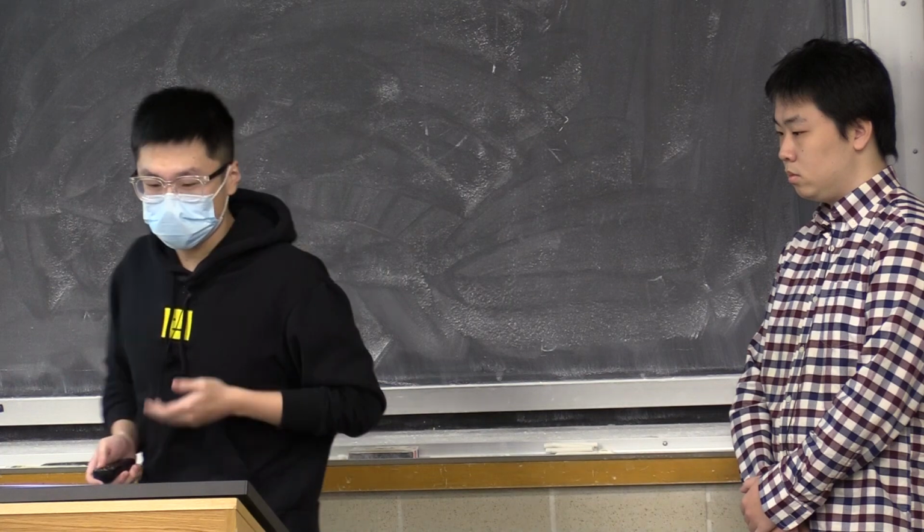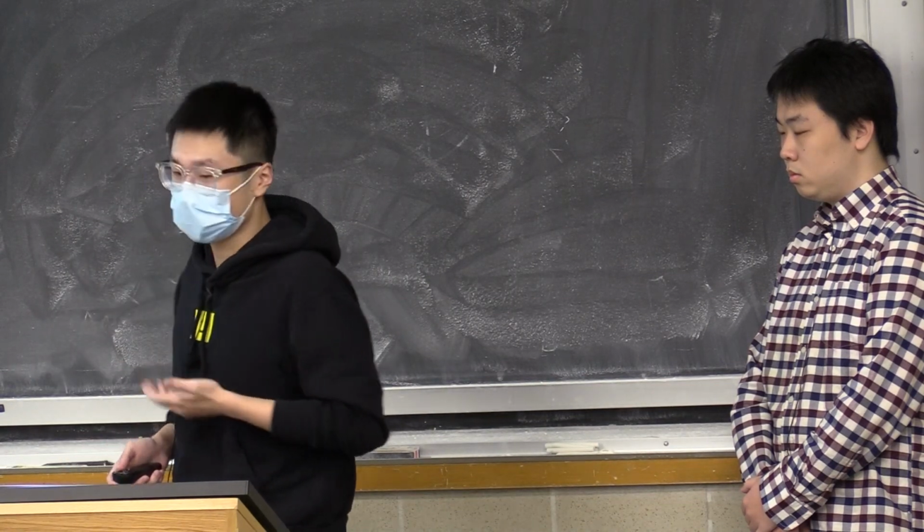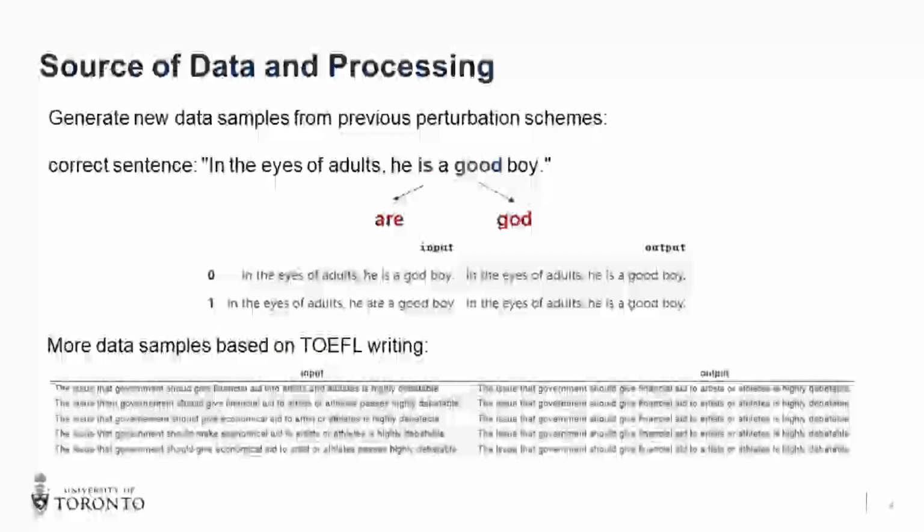Then we can generate new data samples from previous perturbation schemes. Suppose we have a correct sentence: "In the eyes of adults, he's a good boy." We can create wrong sentences by replacing "is" with "are", "good" with "god". So in this way, we create 2 new data samples, and more data samples are shown in the table below.